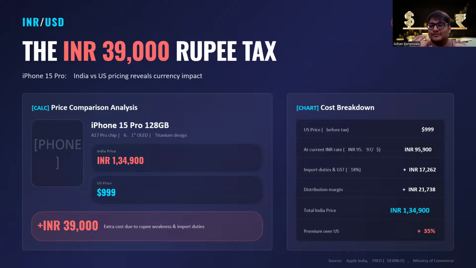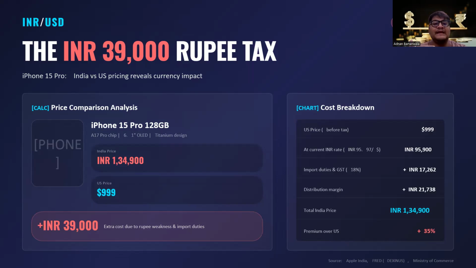Let's talk about the iPhone. This is the most important consequence of rupee depreciation. Not the iPhone itself, but the iPhone getting expensive is the most important consequence of the rupee getting weaker and weaker, and we'll see it regularly. Now, the iPhone 15 Pro 128 GB in the US costs around $1,000. At today's rate, that is around 96,000 rupees.